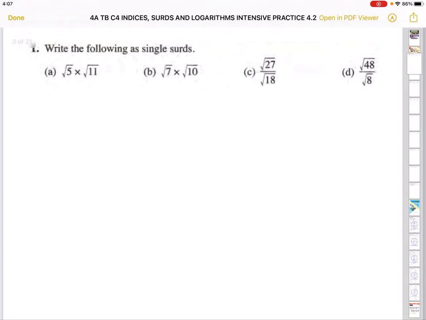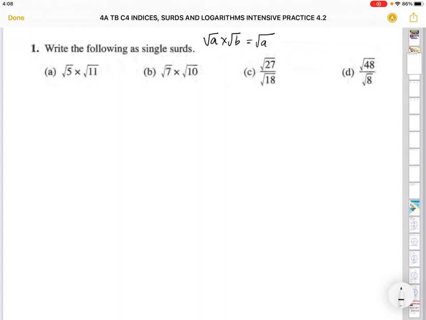So the first part of this question is to write the following as a single surd. Now we know in surds, if I have square root a multiplied by square root b, we can put this together as square root of a times b, or surd ab. So in this case, we just take surd 5 times 11, which is surd 55. Now the second one is very simple, same thing, 7 times 10, square root 70.